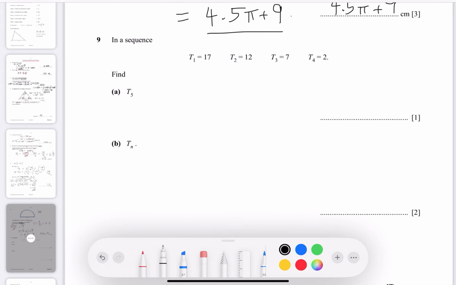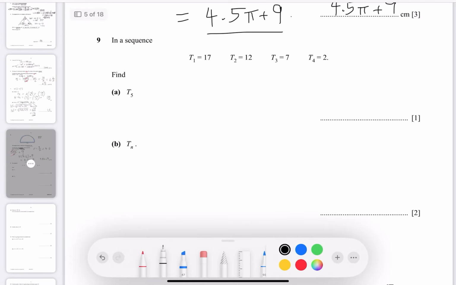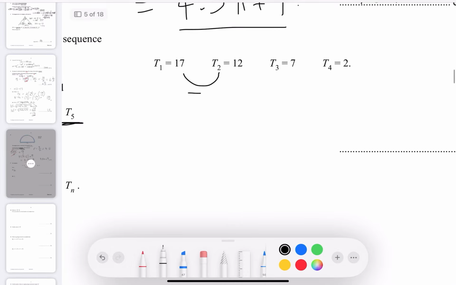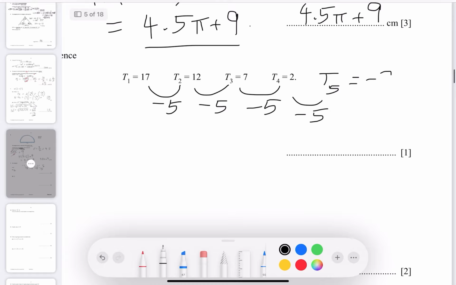Okay, so now in the next question, we're given this sequence and we're asked to find the fifth term in the sequence. This is the notation used for a fifth term. So the way we do this, we just calculate the common difference. As you can see here, all we have to do is subtract 5 to get to the next term. So to get to t5, we just have to subtract 5 from t4. And therefore the answer would be -3.